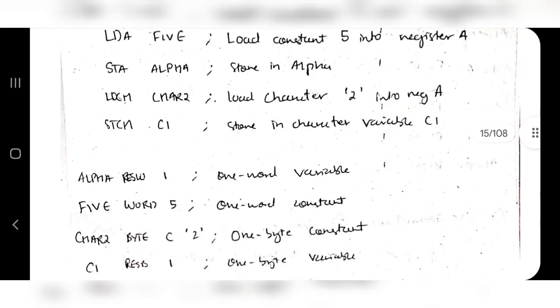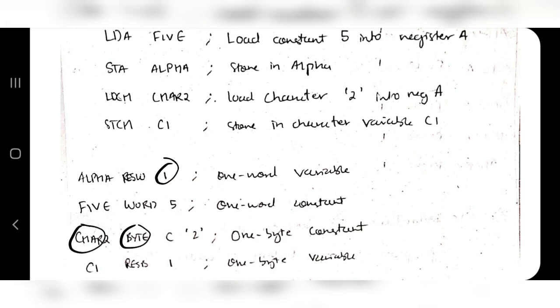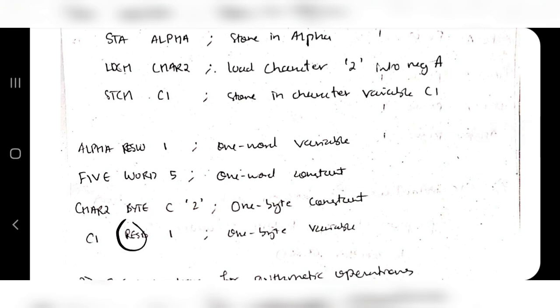And here it is defined: alpha is nothing but RESW 1, reserve word 1. Like in C programming we do dynamic memory allocation, like malloc, calloc and so on. This is malloc here: reserve 1 byte. One byte will be reserved with the name alpha that can be used to store any value. So it is just a variable with 1 byte here. This is the size which is getting specified. In the same way, CHAR BYTE C'2' is present here, so wherever I write char 2, the 2 will be specified there. C1 RESB means reserve byte, so C1 will reserve 1 byte. It is a 1 byte variable without any value as of now, and whenever we store some value from register A, that will be stored in C1.